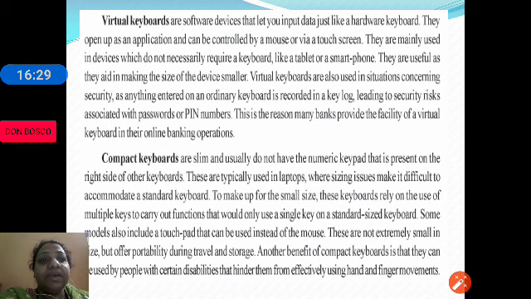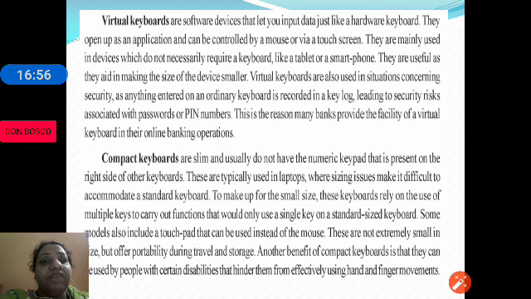These compact keyboards are generally used in laptops, as I told you. They are small in size, and these keyboards rely on the usage of multiple keys to carry out functions that would only use a single key in the standard keyboard. There are many compact keyboards, many models.